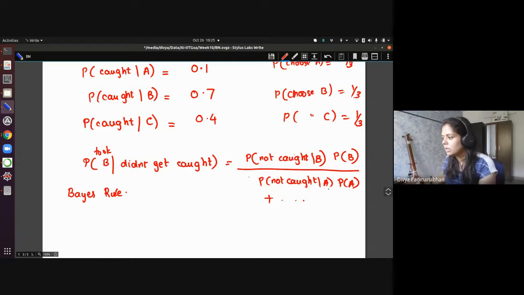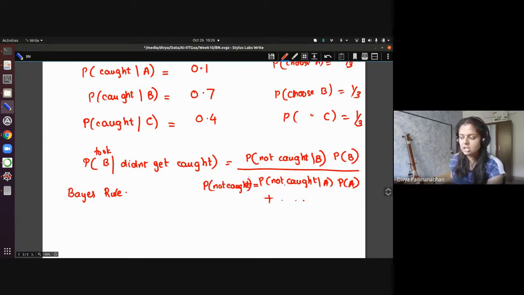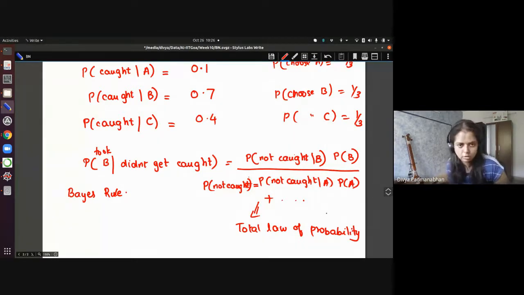Okay, so what happened was probability of not caught given B times probability of B. So effectively, this was actually probability of not getting caught, right? So that was what came in the denominator, and that evaluated to this sum. So this denominator you got from the total law of probability, right? And yeah, this entire step is a combination of Bayes' rule and the total law of probability, and that's how you get this.